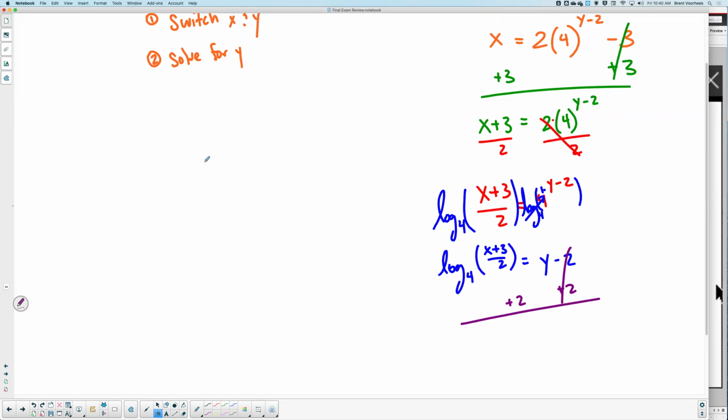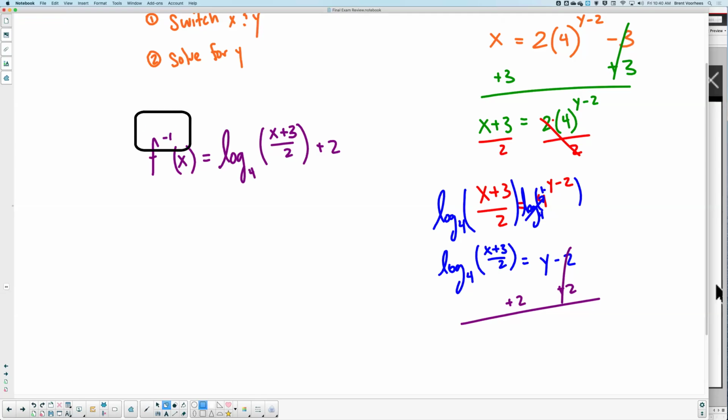And like that, we have our inverse. So I'm not going to write it as y equals. I'm actually going to write it as f negative 1. What does f negative 1 mean? The inverse of f would be log base 4. That addition of 2 does not go on the inside. It would be x plus 3 divided by 2, and then add 2 on the outside, just like that.